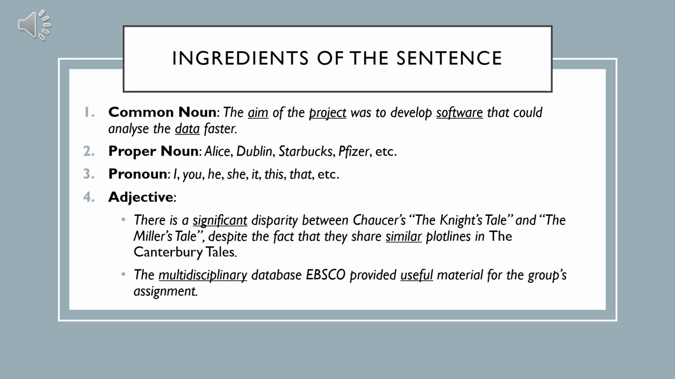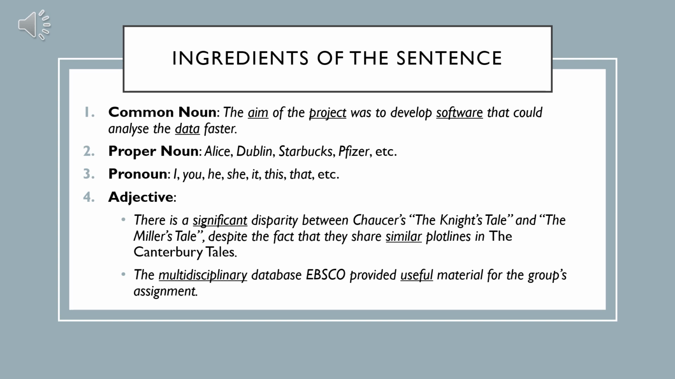A pronoun is a word that refers to an unnamed someone or something. For example, I, you, he, she, it, this, and that are all pronouns. We don't know the names of the people, places, or things.